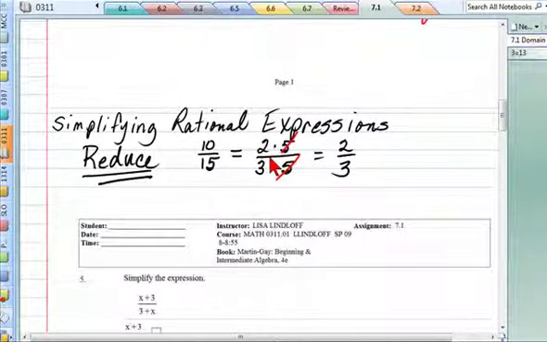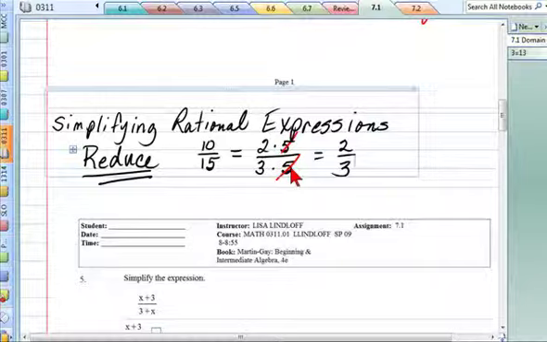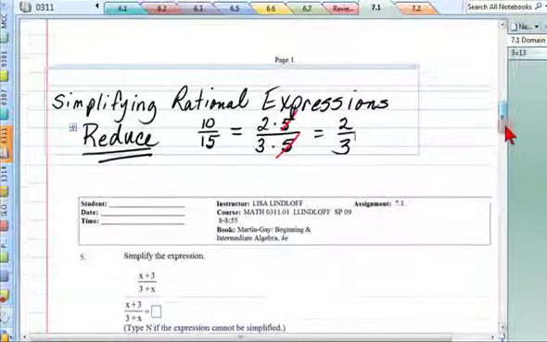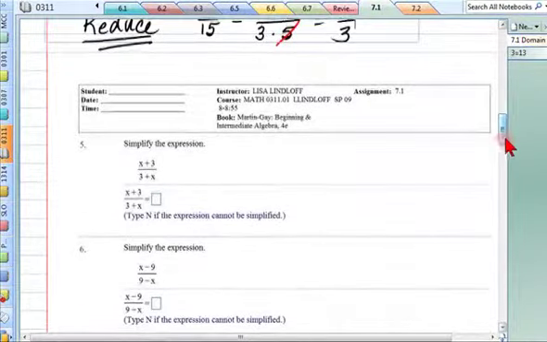With polynomial fractions, we're going to do factoring, which we spent all of Chapter 6 working on. How do you factor things? Then we're going to be looking for common factors, and we're going to divide them out. Okay? Now, let's start with problem number 5. I'm going to rewrite it so those of you in the class can see it.